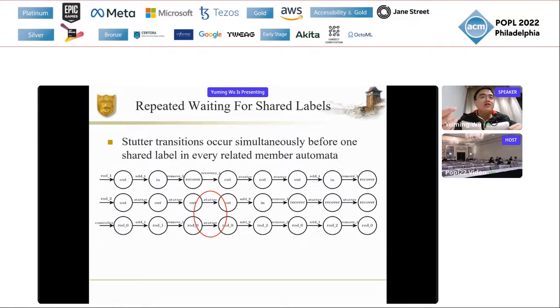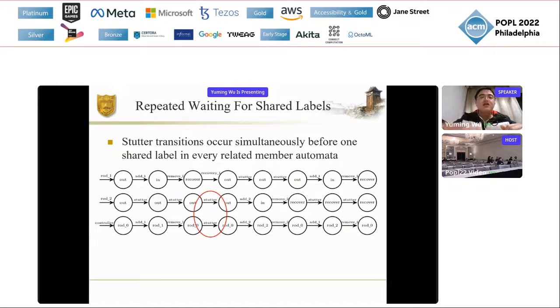The second is repeated waiting for shared labels. Similar to global waiting, simultaneous stutter transitions before a shared label will also cause redundant paths. Since a stutter transition is inserted in a member automaton in order to make it wait for and synchronize with another automaton on their shared label, there is no need to insert stutter transitions simultaneously before one shared label in every related member automaton. We call such conditions repeated waiting for shared labels. As shown in the figure, stutter transitions appear before the shared label a2.